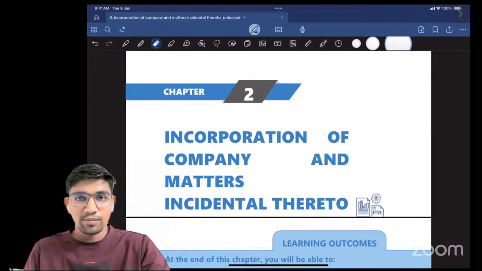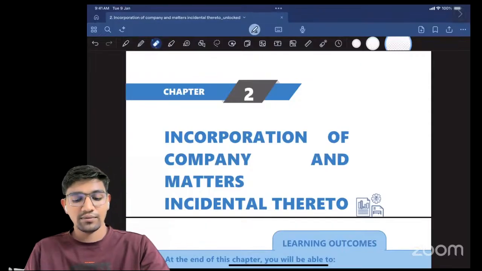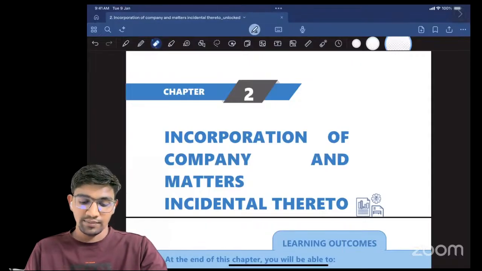And on the basis of liability, registered companies are further divided into limited by shares, limited by guarantee, and unlimited companies. Limited by guarantee and unlimited companies are further subdivided into two types, with capital and without capital. And all these categories are further subdivided into public and private companies.